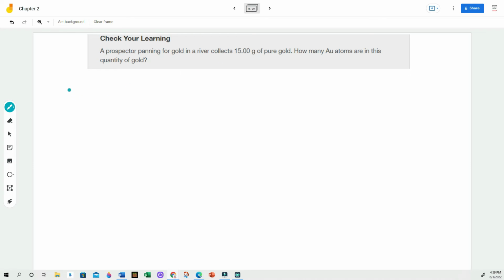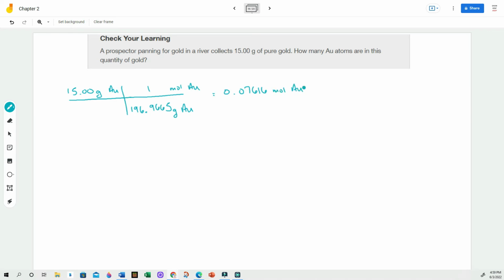So starting with my mass of gold, I have 15 grams of pure gold. Putting my units in first, I want to make sure my grams cancel, and I'm left with moles of gold. This is a 1, and this is 196.9665. And that gives me 0.07616 moles of gold.